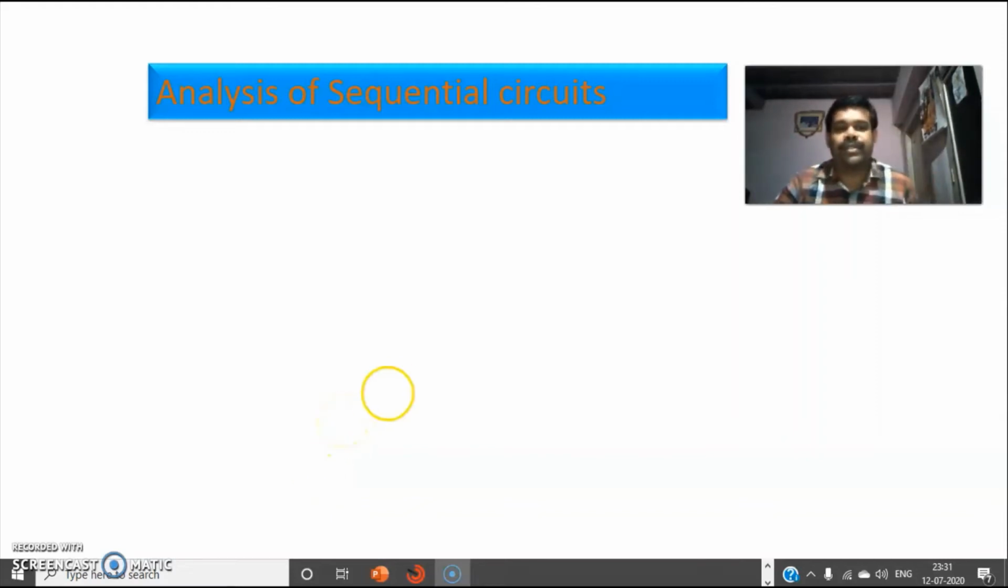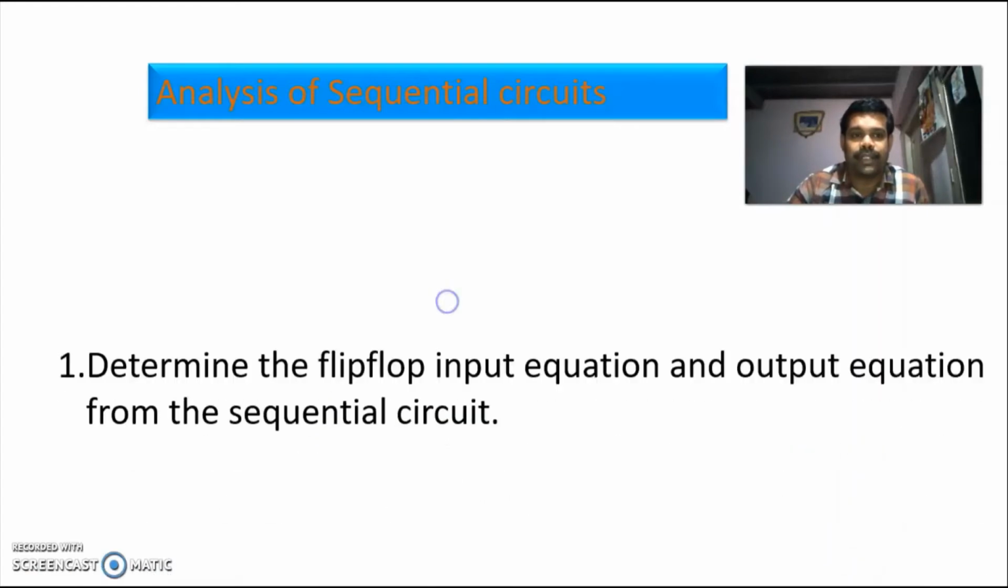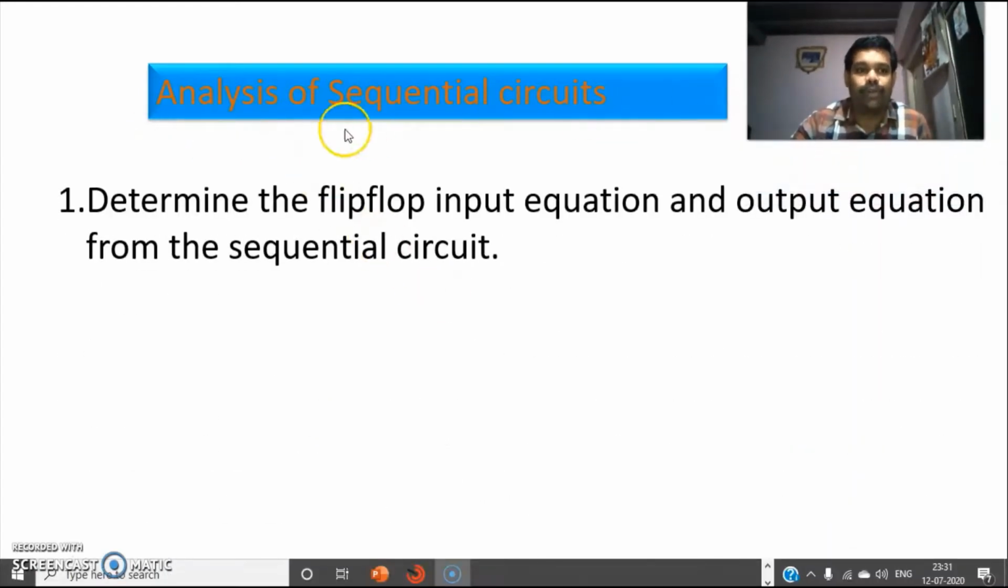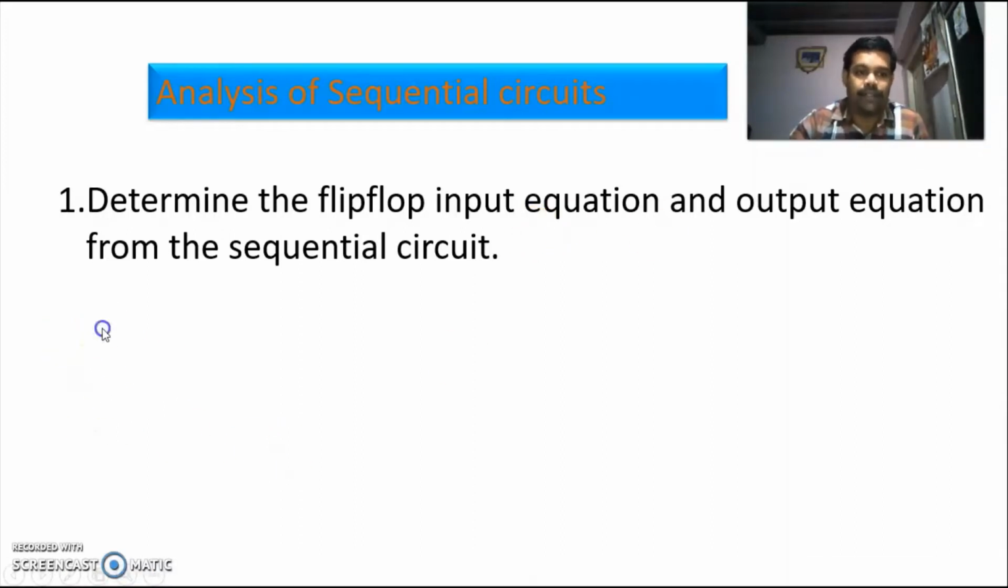We are going to see the analysis of sequential circuit. The steps for the analysis of sequential circuit: first, we have to determine the flip-flop input equation and output equation from the sequential circuit. So from the given sequential circuit, we have to determine the flip-flop input equation and output equation.